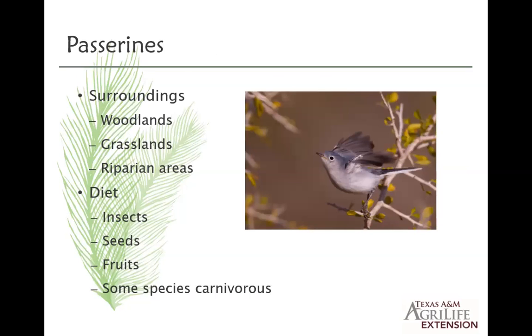Next, we have our passerines. These are most likely going to be the birds you see at the feeder you have at your house. Surroundings, they live in woodlands, grasslands, riparian areas. They eat insects, seeds, fruits. Some species are carnivorous, but most of them are going to feed primarily on those three things.